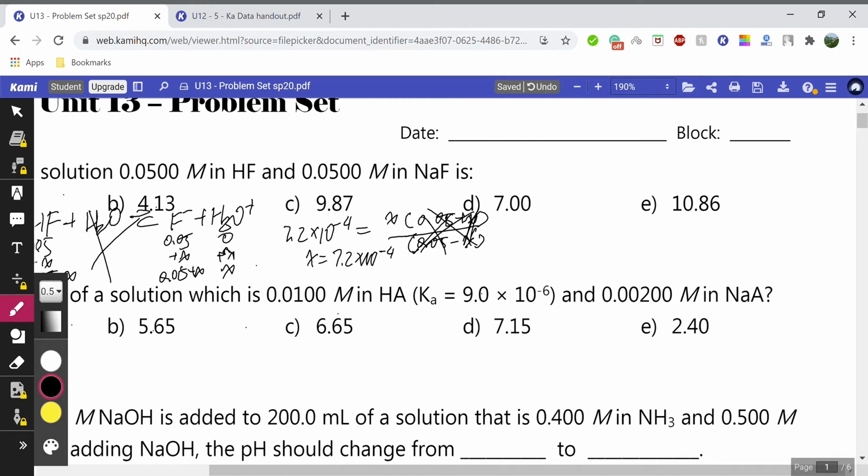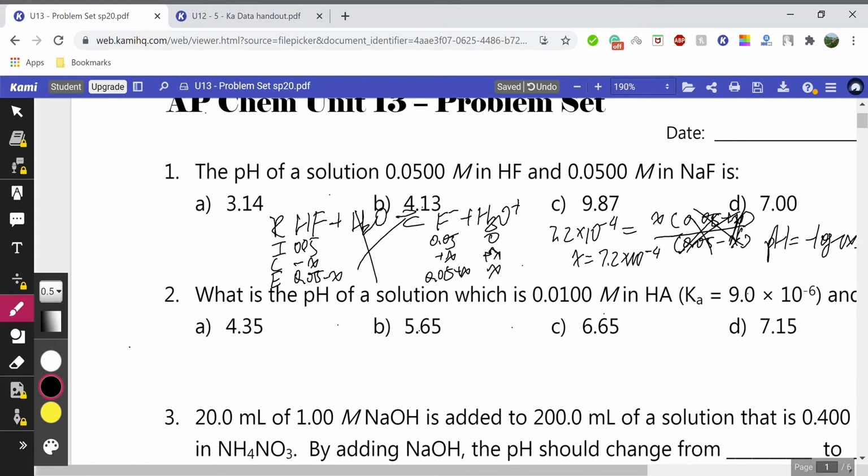Now that we have x, we can use pH is equal to the negative log of x, which is our concentration of H3O plus. Now we use negative log of 7.2 e to the negative fourth power, which will give us 3.142, which rounds to 3.14 pH. Now that will be our answer choice A.